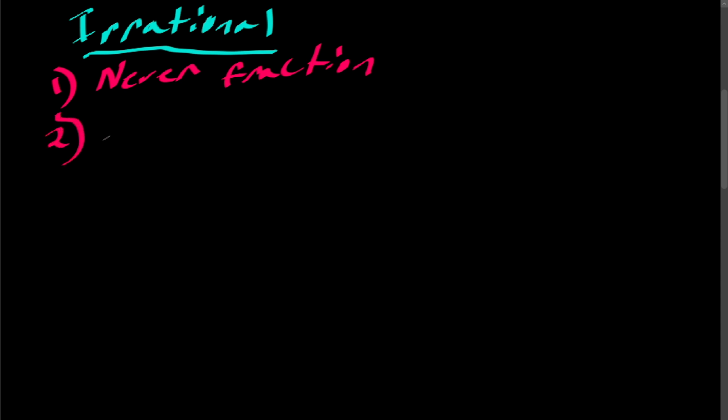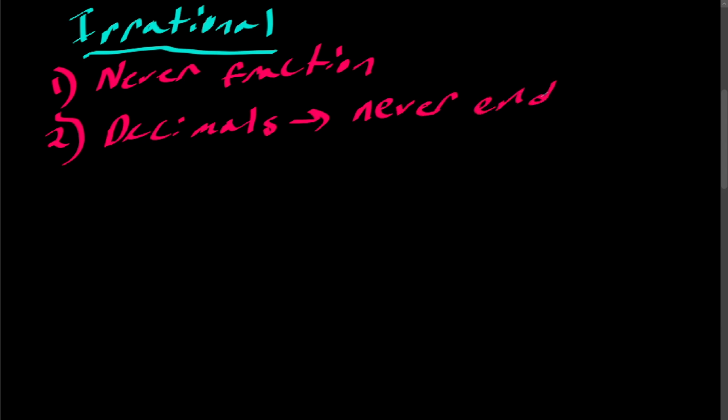Second, they're going to be decimals. Now, they are decimals that specifically never end. You may hear non-terminating, but I think never ends is probably a little bit more clear. Pi is a good example because pi is 3.14 and then it keeps going and going and going. So pi is a good example of an irrational number, a decimal that never ends.